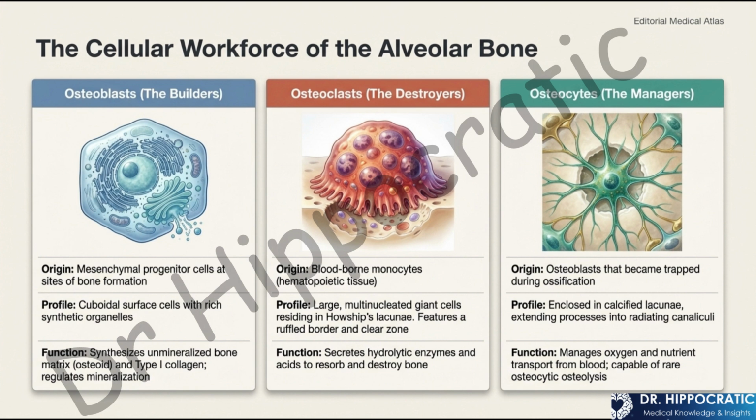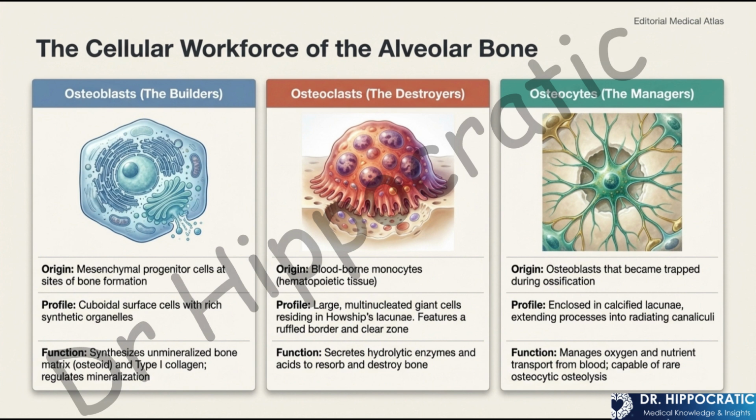Then we have the destroyers, the osteoclasts. And the illustration in the atlas makes them look like terrifying sea monsters. They are biologically formidable. Osteoclasts are massive, giant cells with multiple nuclei. And what's fascinating is they don't originate from the bone. They originate from the blood. Wait, really? Yeah, they're born from the same tissues that make your immune cells, which explains why they act like little microscopic seek-and-destroy machines. They roam the bone surface, find a spot, and secrete powerful acids to actively melt and destroy old bone.